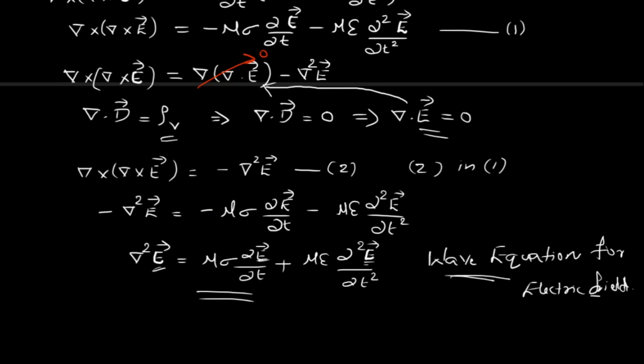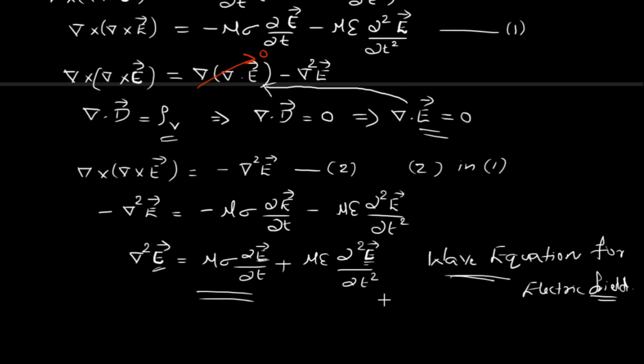Now this indicates that you should be able to derive the wave equation for magnetic field also. But it is important to remember this equation. So I have del square E equal to mu sigma del E by del T plus mu epsilon del square E by del T square.